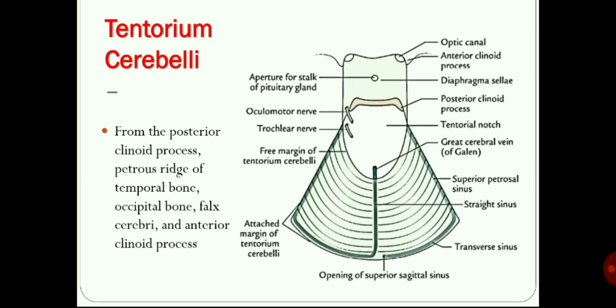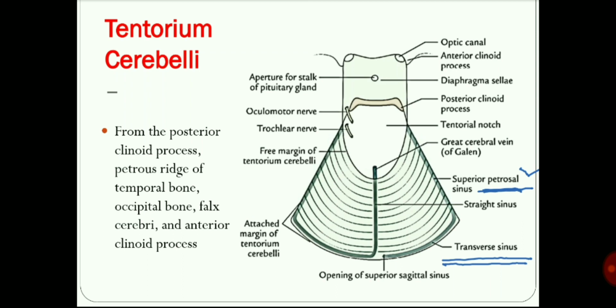Now look at the attached margin. In the region of the attached margin, it is enclosing some important venous sinuses. Along the region of this transverse groove on the occipital bone, it is enclosing a pair of transverse sinuses. Now along this attached margin on the upper margin of the petrous part of the temporal bone, it is enclosing the superior petrosal sinus.